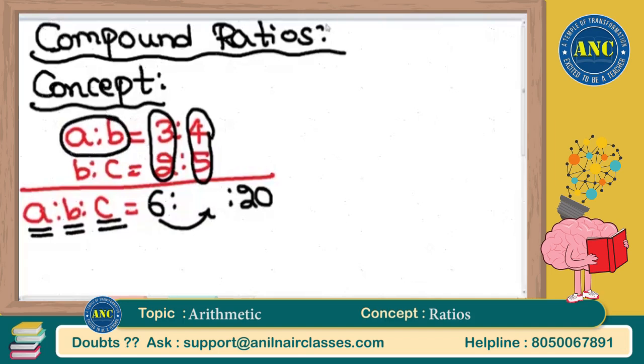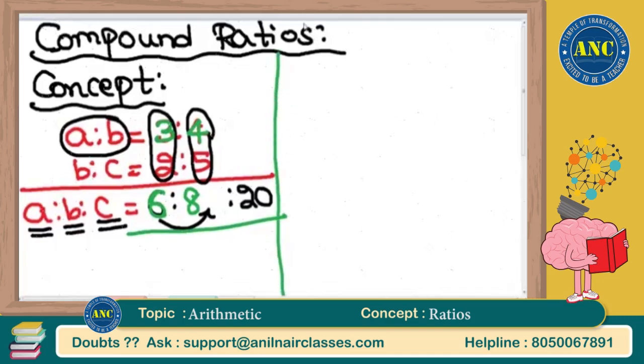In the original A is to B, A value is 3. Here A value is 6. 3 is becoming 6. What is the multiplying factor? Multiplying factor is 2. 4 also is multiplied by the same multiplying factor 2. 4 into 2 is 8. If you can simplify further, please simplify.